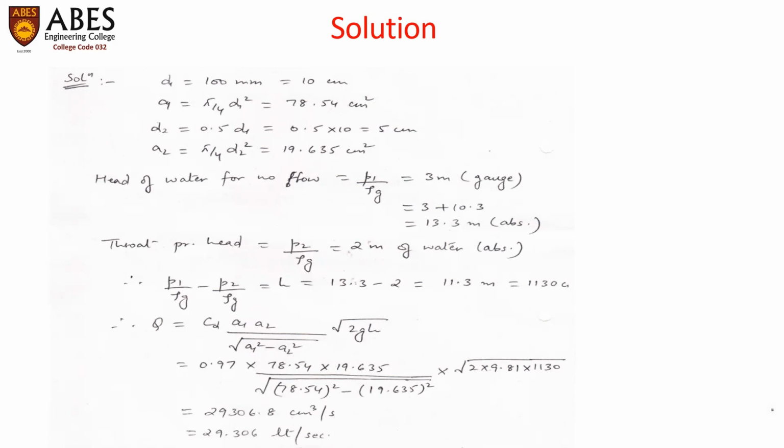We have converted centimeter cube per second into liter per second. And what is the conversion? 1 liter is equal to 10 raised to minus 3 meter cube. By using this conversion, we can easily convert centimeter cube to liter, and the final answer will be 29.306 liter per second. Many times the answer has to be given in liter per second. So in this way, some numericals can be done on this topic, because it has very many applications in industries as well as the medical field. So the formula for Q is very useful.